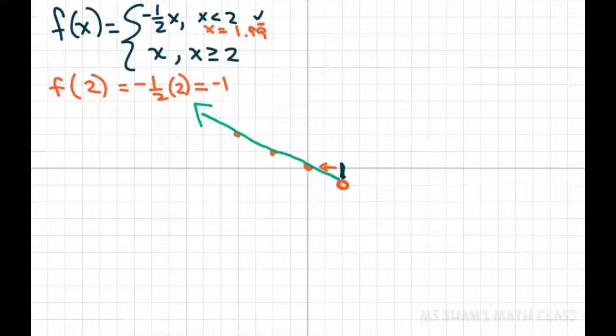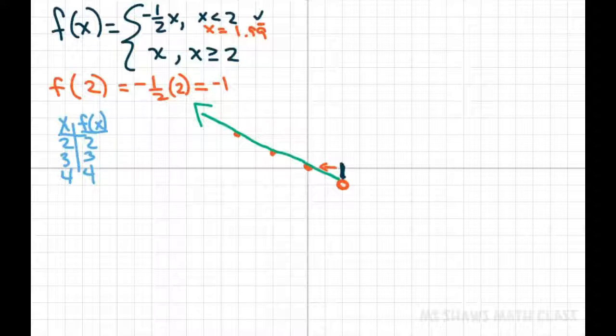So for the second one, all values greater than or equal to 2. So here you just plug in the numbers. So if we had a table of values, x and your y, or f of x, 2 maps to 2, 3 maps to 3, and so forth.